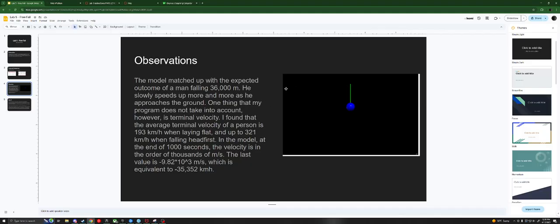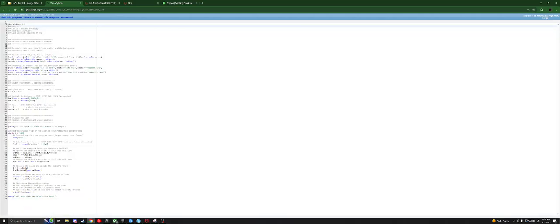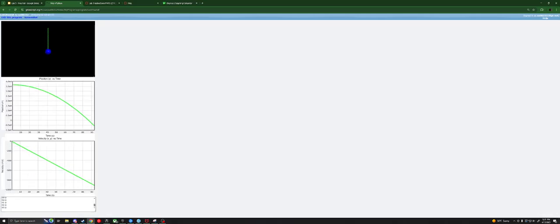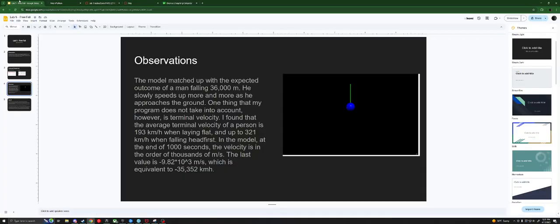First, observations. The model matched the expected outcome of someone who jumps from 36,000 meters up in the air. He slowly speeds up more and more. However, one thing my program does not take into account is terminal velocity and, as a result, air resistance. As you can see, it just keeps speeding up forever. It doesn't include a visual representation of terminal velocity.